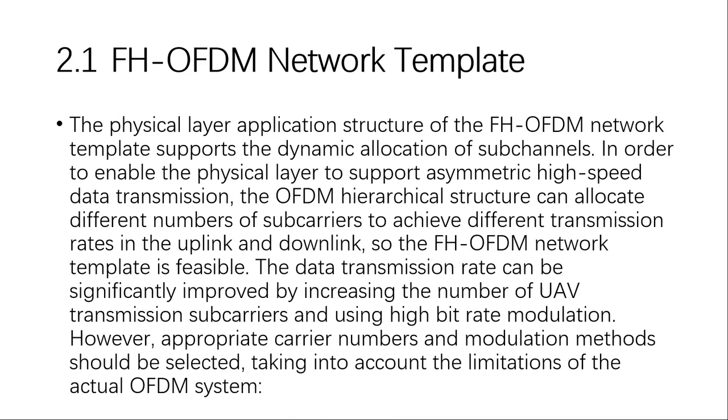The physical layer structure of the FHO-FDM network template supports the dynamic allocation of subchannels. In order to enable the physical layer to support asymmetric high-speed data transmission, the OFDM hierarchical structure can allocate different numbers of subcarriers to achieve different transmission rates in the uplink and downlink. So the FHO-FDM network template is flexible.